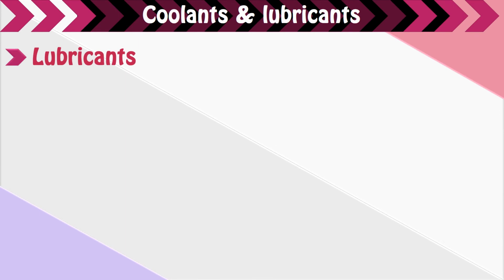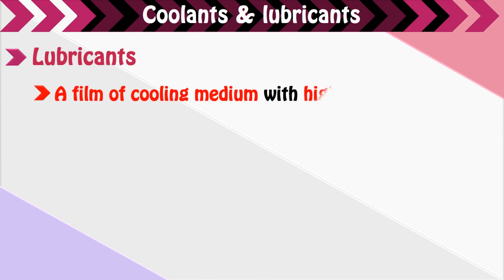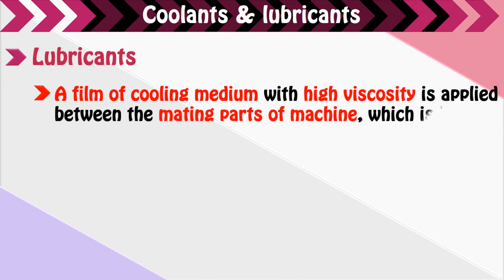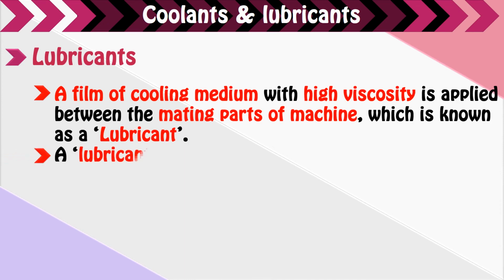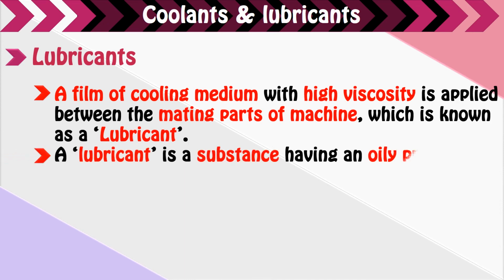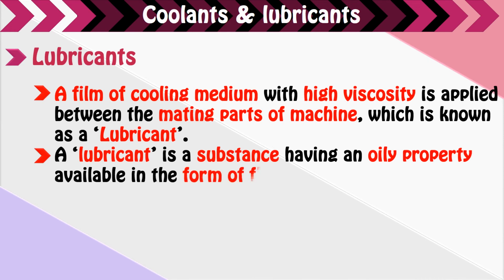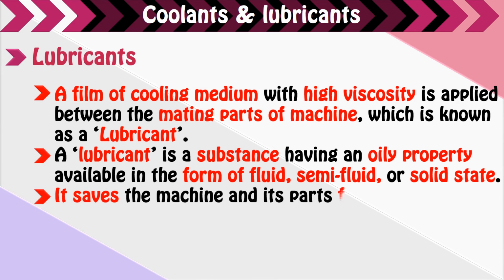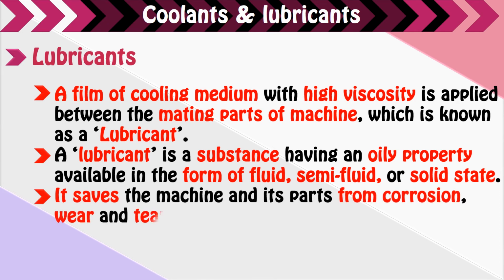Let's see about lubricants. A film of cooling medium with high viscosity is applied between the mating parts of a machine, which is known as a lubricant. A lubricant is a substance having an oily property, available in the form of fluid, semifluid, or solid state. It saves the machine and its parts from corrosion, wear and tear, and it minimizes friction.